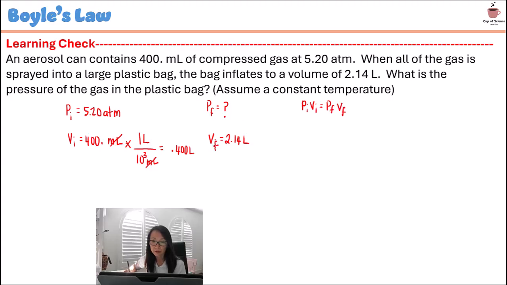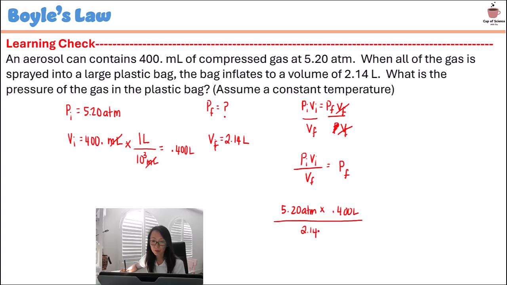This is final. And go ahead and divide both sides by, I apologize, V final. Since we have the V final and we want the P final to be by itself. V final cancels out, and so I have PIVI all over VF. And I'm looking for pressure. Let's plug everything in. 5.20 atm multiplied by 0.400 liter all over 2.14 liters. So liters cancel out, and I will have my pressure in atm.